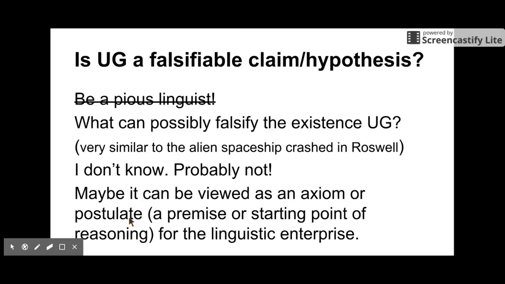I'm thinking that we actually have a very similar situation to the alien spaceship crashed in Roswell. So how do we think about UG? I think maybe it can be viewed as an axiom for the linguistics enterprise. I think maybe the whole linguistics enterprise is trying to find UG, trying to find out if there's a UG, and then what UG will be like.